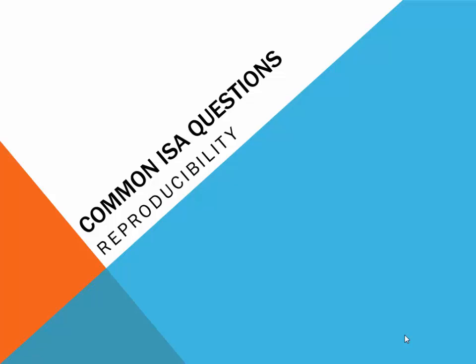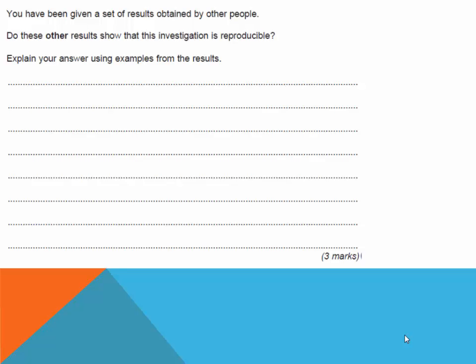When you've done the experiment itself and you're sitting a Section 2 ISA exam, you may be given results from another group in the class so that the examiner can check whether you understand the word reproducibility. Make sure you learn this keyword off by heart. Here's the kind of question you'd be asked, and you'd need to refer to your own data.